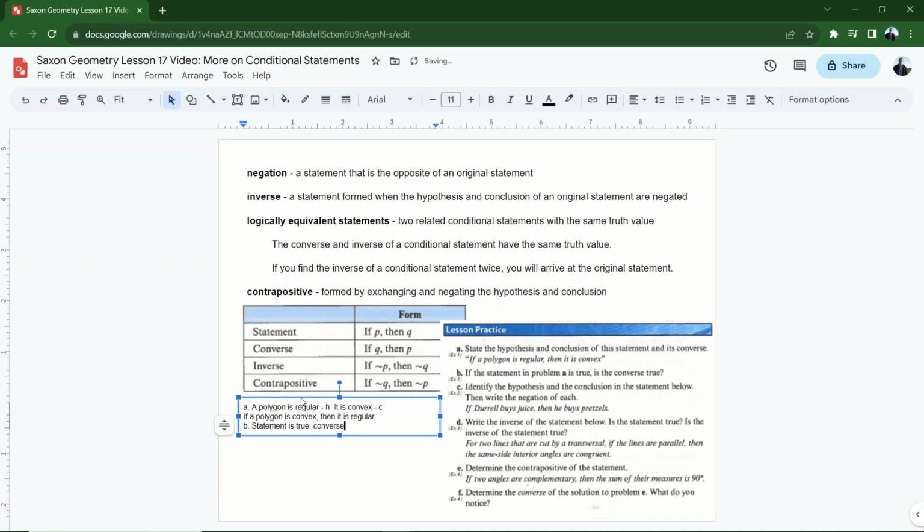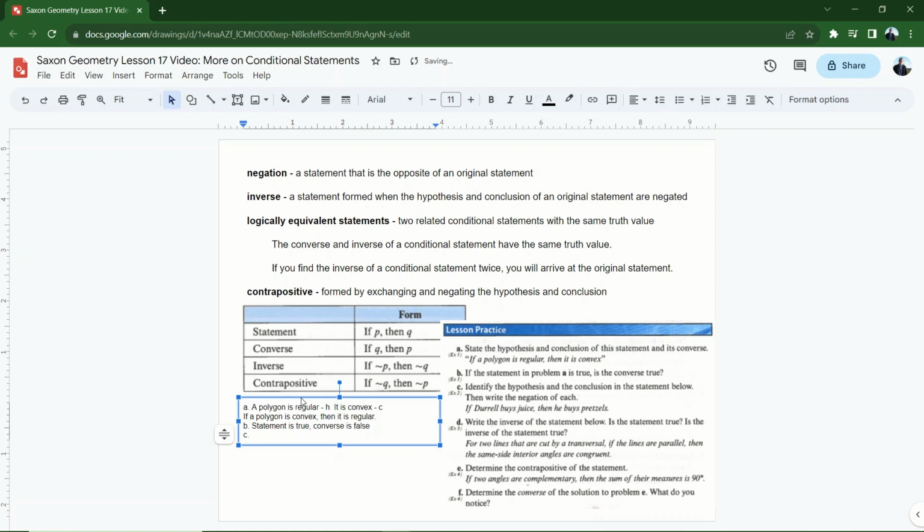The converse, though: if a polygon is convex, then it is regular. Well, I can think of all sorts of convex polygons that aren't regular. They don't have to have equilateral sides or be equiangular to be convex. So the converse is not true. The converse is false. And again, I can think of lots of counterexamples to prove that polygons that are convex don't necessarily have to be regular.